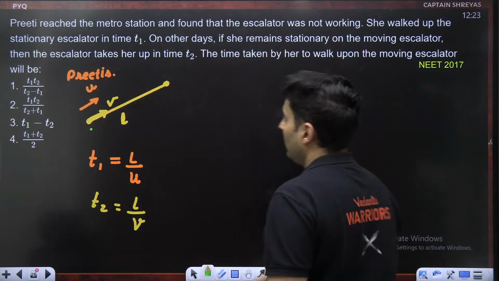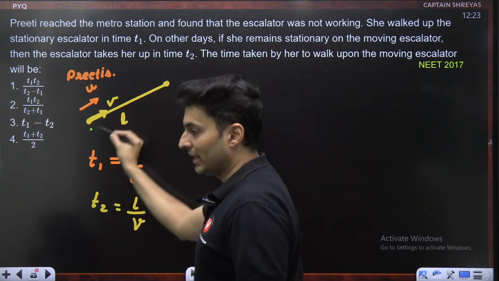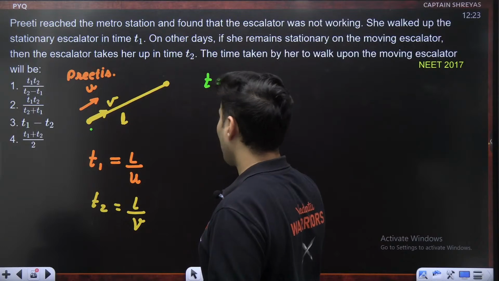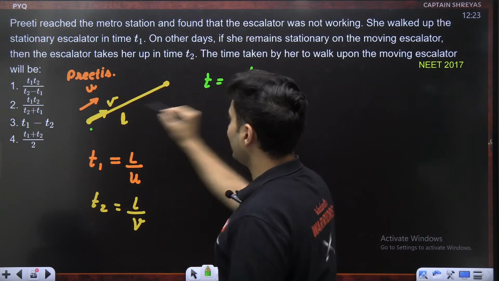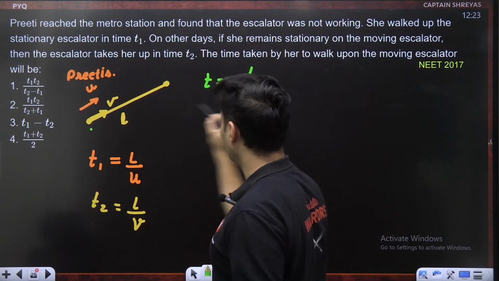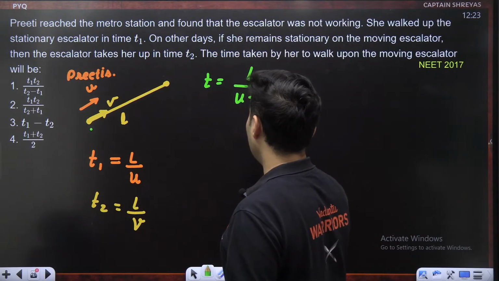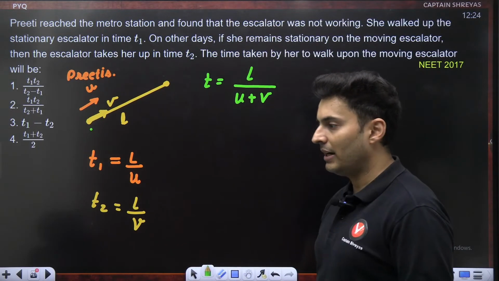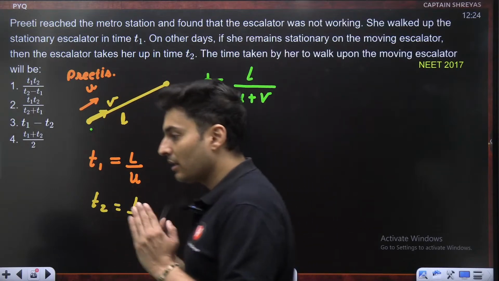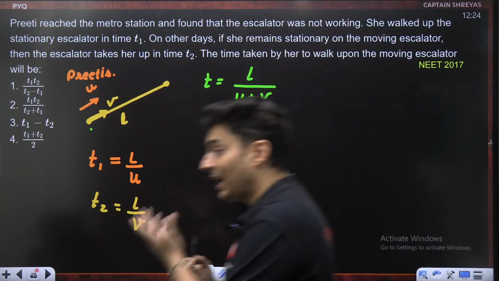Now, imagine a day when both things come together. The time taken will be T, distance is still L, speed will be U plus V. Do you guys agree with it? Why will it be U plus V? Both their speeds, the escalator speed plus Preeti's speed, will get added.